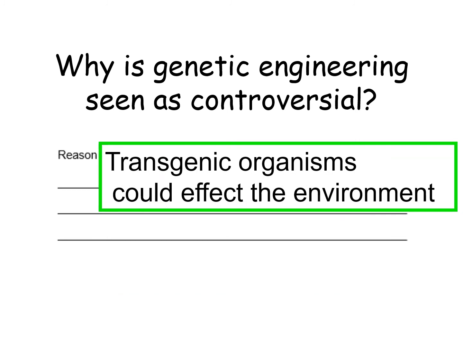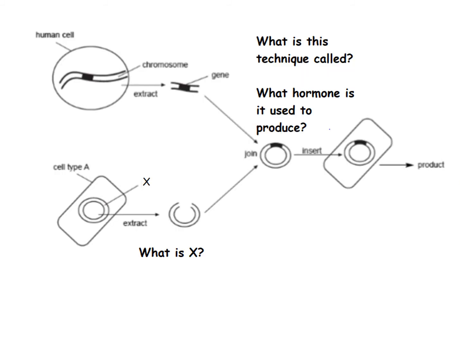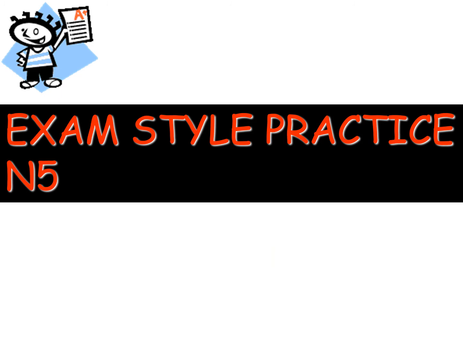Why is genetic engineering seen as controversial? Transgenic organisms could affect the environment. So when you put a foreign gene into a new organism, for example a plant, and it's in the wild, it could affect other organisms in the environment. What is X? The plasmids. Now what is this whole technique called? Genetic engineering. Now let's have a look at exam style practice for National 5.